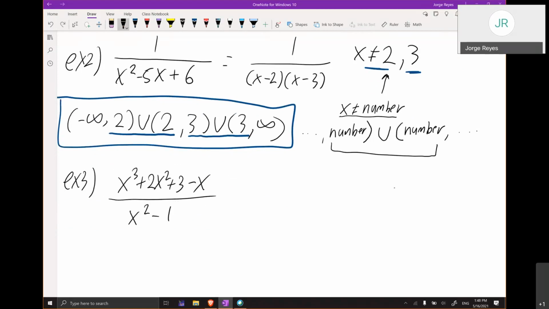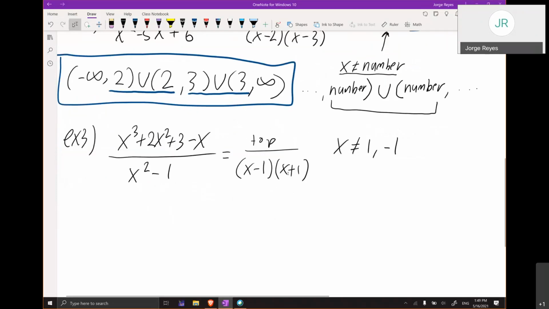We don't care about the top. The bottom we care about, so I'm going to factor this. This is a difference of squares. Hopefully you memorized that formula. So the domain of this is x not equal to 1 and negative 1. The top didn't matter. So the final answer is negative infinity to negative 1, union, and so on, to infinity.